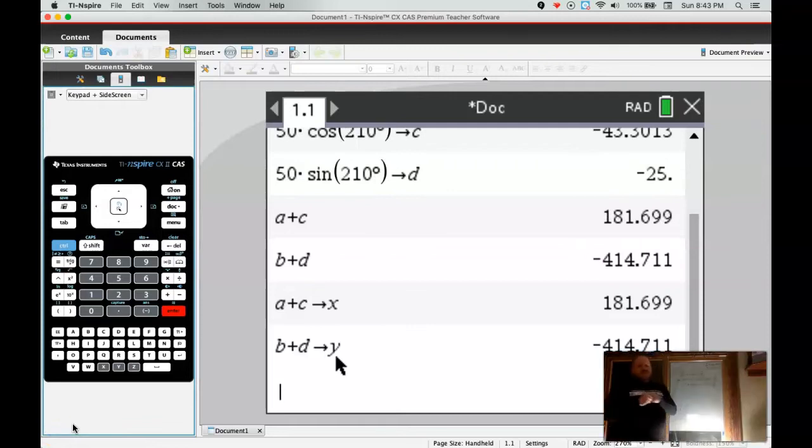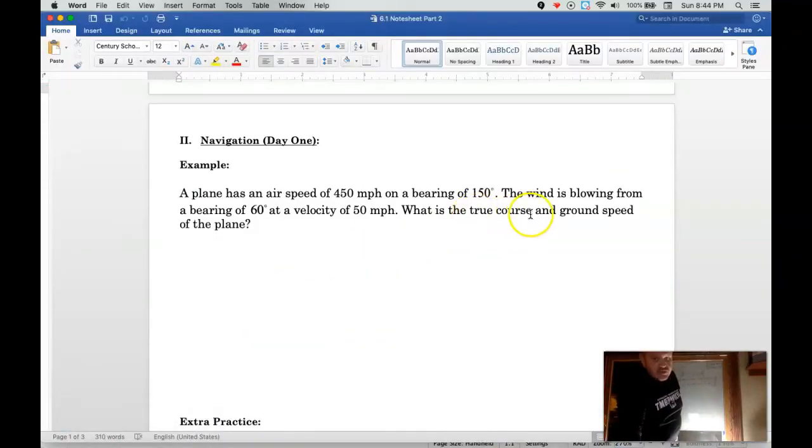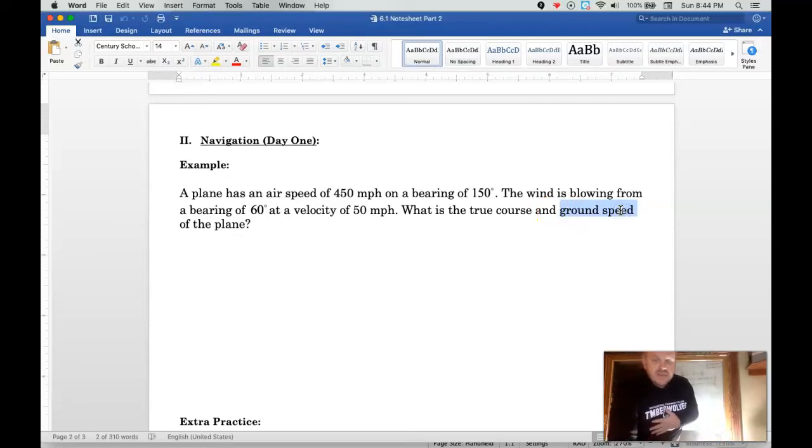One thing I didn't do is I forgot to store them as an X and a Y value. So I've done that here now. I've stored them as X and Y, because what it's asking me to do is find the true course and the true ground speed. Well, the true ground speed is going to be the magnitude of this new vector. The true course is going to be the bearing angle of that new vector that we just came up with.